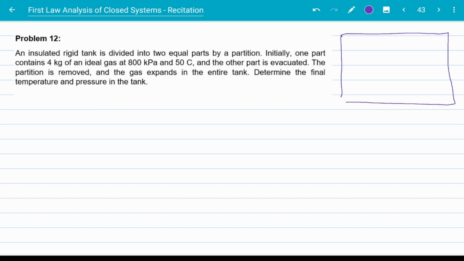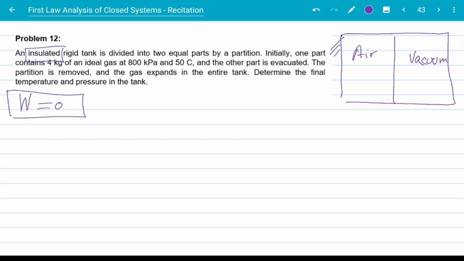This is a tank. This is the partition. We have air on this side and vacuum on this side. And then the partition is suddenly removed. Remember, expansion against vacuum involves no work. So work is 0. The problem also says that the tank is insulated, so Q is 0.